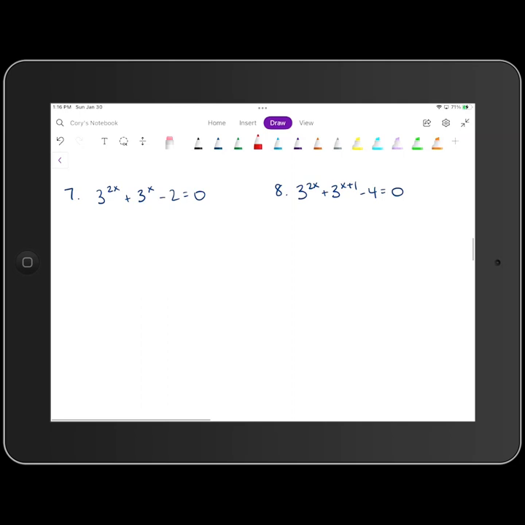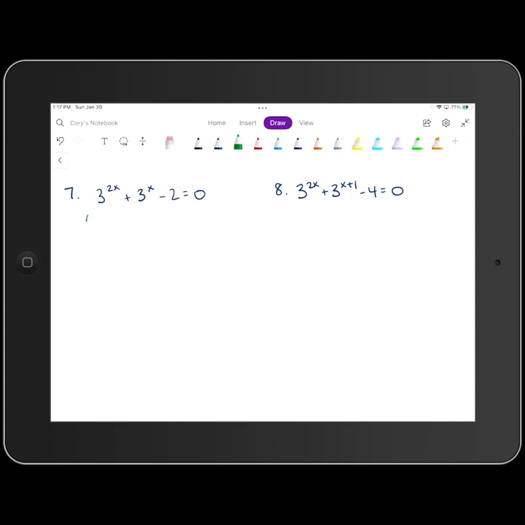Okay, so when we look at example number 7, we have 3 to the 2x power plus 3 to the x power minus 2 is equal to 0. The first 3 examples that we look at, 7, 8, and 9, are all one type of exponential equation, exponential equations that are written in a quadratic form. And how do I know these are written in a quadratic form?